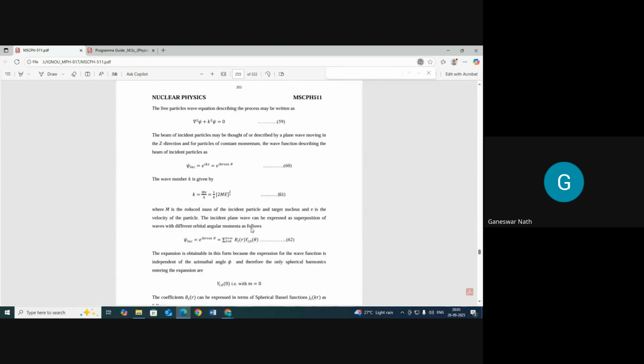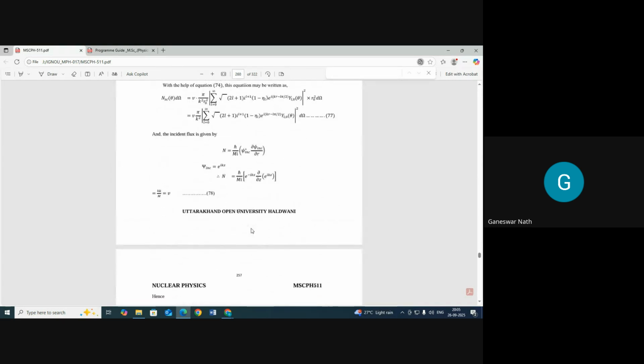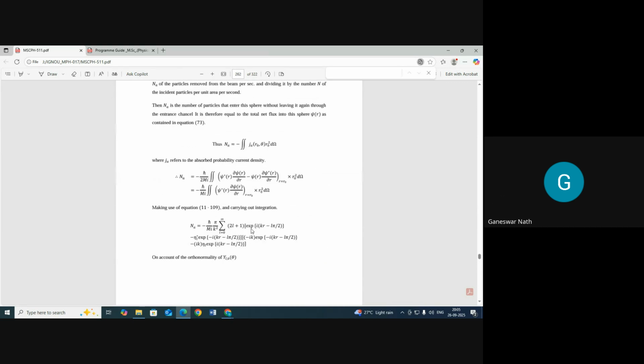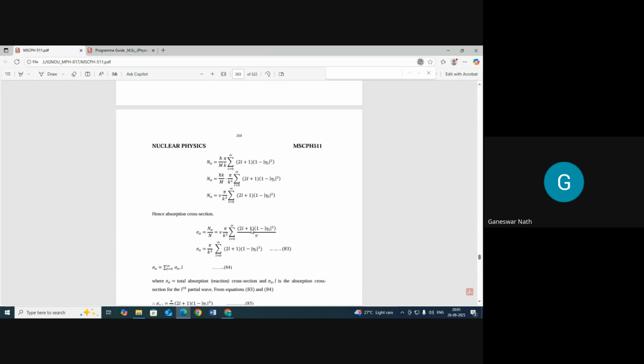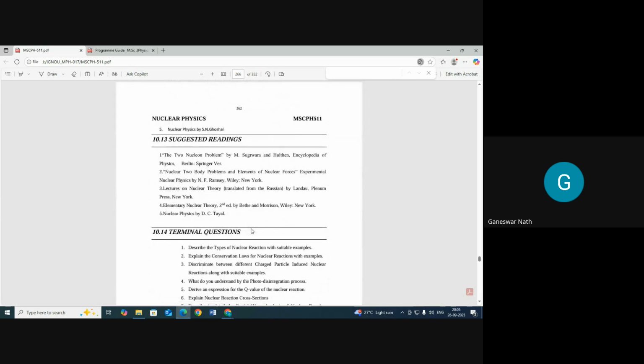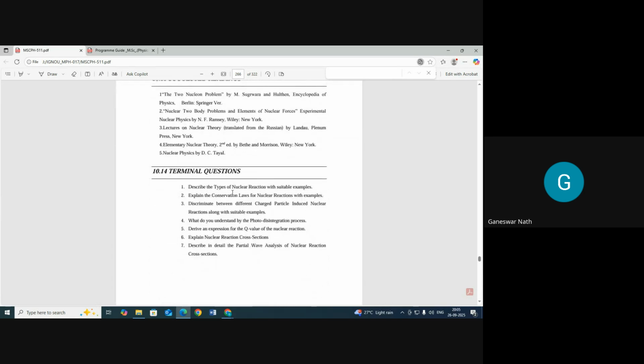I'll share this with you. Almost all these reaction mechanisms I have already discussed here. You may read these things, in addition to the material provided by your university. In the summary there are also some questions I may provide to you, like: describe the types of nuclear reaction with suitable examples, and explain the conservation laws of nuclear reactions with examples.